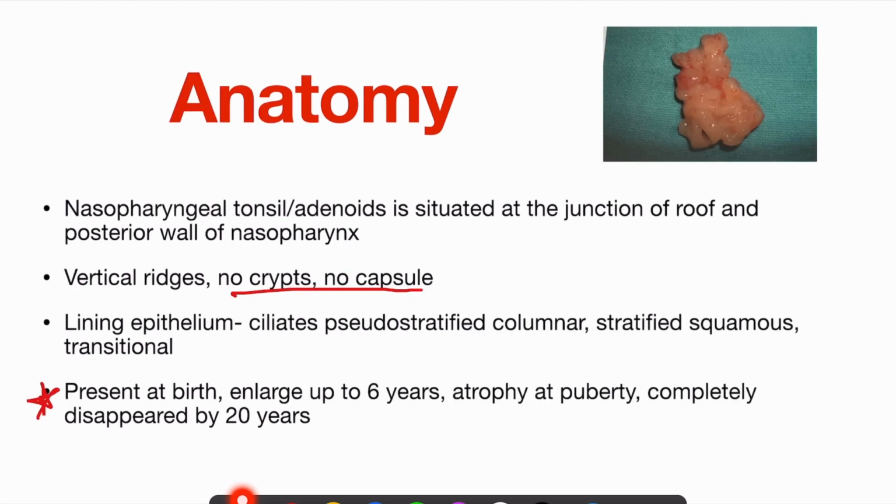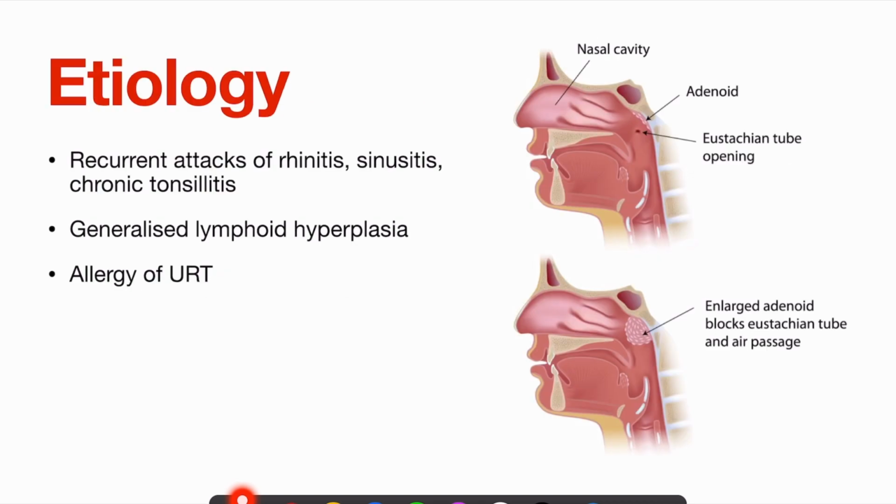So now let us see what happens in adenoiditis. Basically adenoiditis, itis means inflammation. So there will be hypertrophy, there will be swelling of the adenoids. And why is this happening? Because of recurrent attacks of rhinitis, sinusitis and chronic tonsillitis. These can lead to adenoid hyperplasia also. There can be generalized lymphoid hyperplasia and any allergy of the upper respiratory tract. So all these things can lead to adenoid hypertrophy.